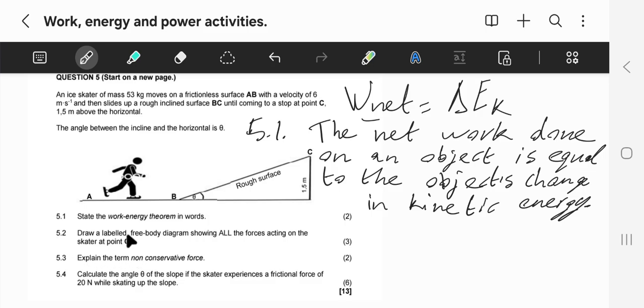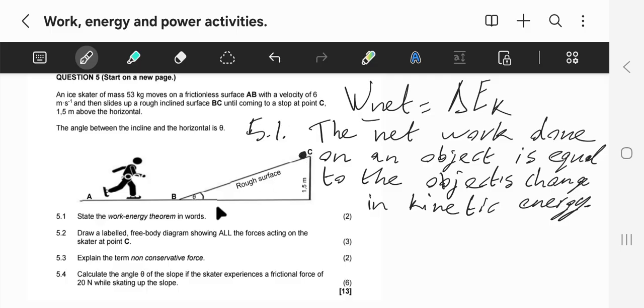5.2 says, draw a labeled free body diagram showing all the forces acting on the skater at point C. So our skater moves from point A to B, and then when they get to point B, they now slide up this incline, or skate upwards this incline. Then they'll come to this position here, C. When they get here, that's where they come to a stop.